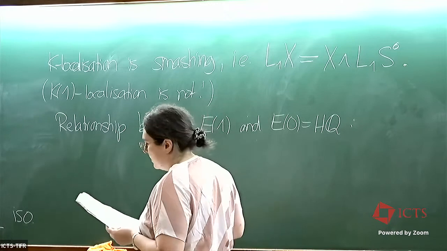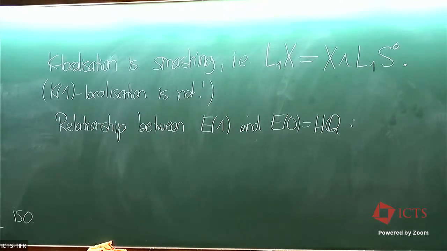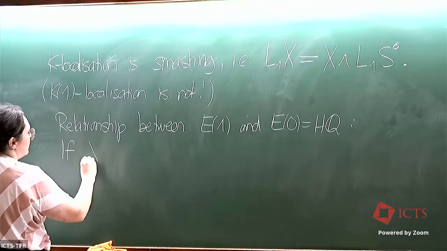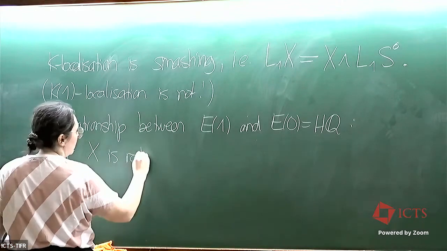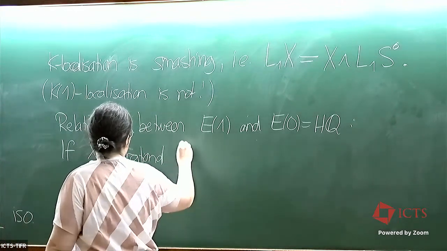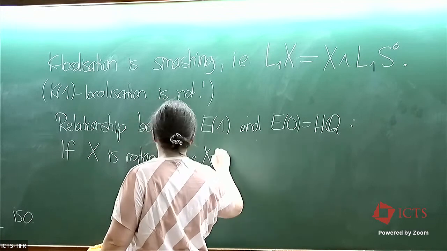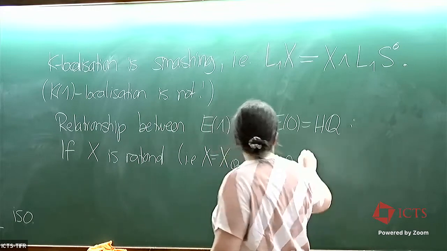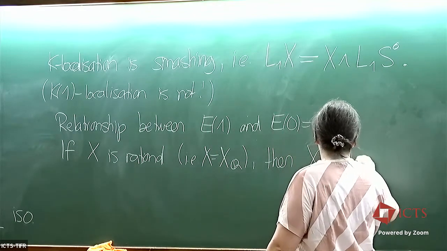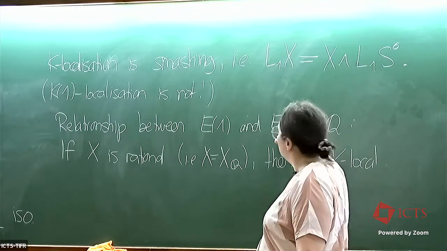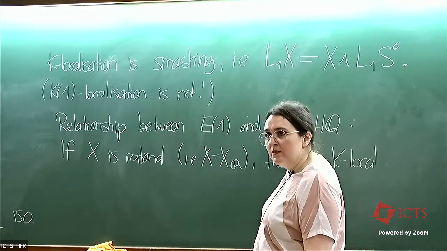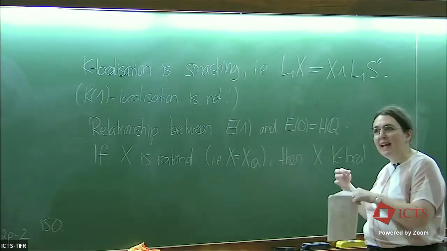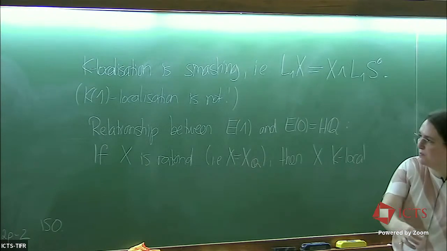Right. So the thing is that if X is rational, that's a shorthand for saying it is its own rationalization, then X is K local. So being local for E naught implies being local at E1. And we will say later that being local at En will imply being En plus 1 local.